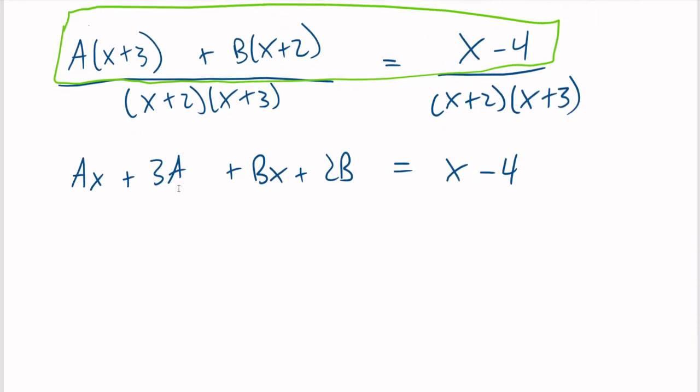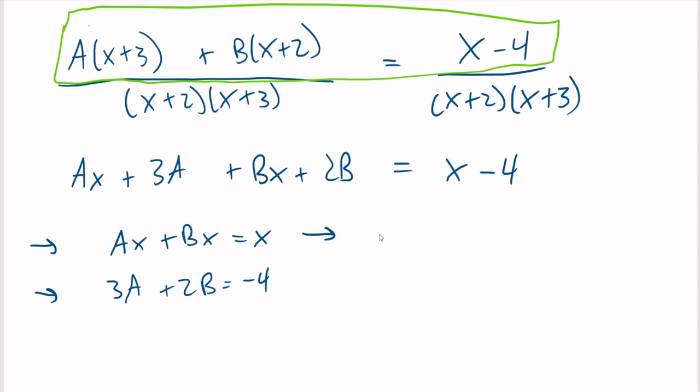All right, well, we actually have a nice property here. X's all go together, numbers all go together. So this turns into two equations. Ax plus bx equals x, and 3a plus 2b equals negative 4. So, okay, all right. Two equations, two unknowns. This should ring some bells. I can do this. This one gets even simpler. I can do a little factoring. Watch this. (A plus b) x equals x. So what does a plus b have to be? You could do it. A plus b is 1.